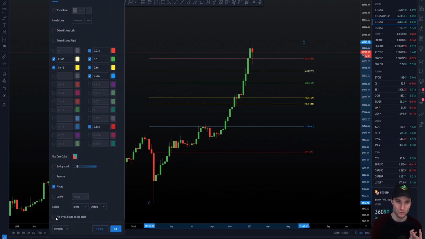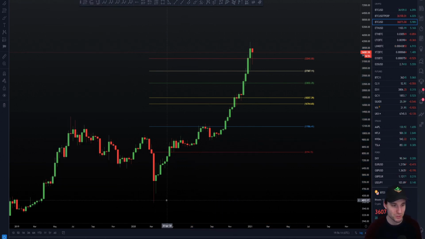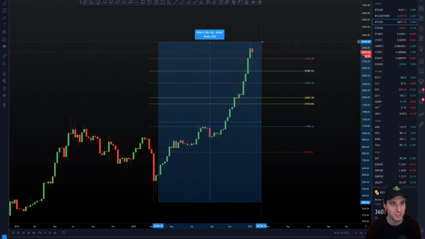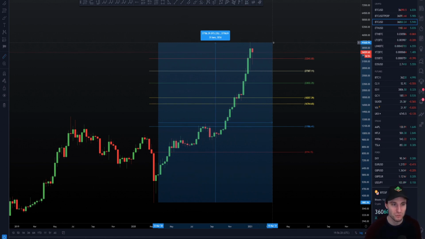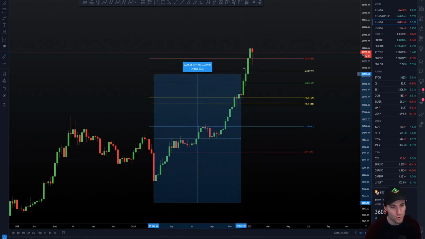Why are we changing this to the log scale? Let's just repeat this one more time. We're looking at data which has just moved up nearly 1,000%. So does that meet criteria number 2 of this? The chart is very volatile. The answer is 100% yes. This is a very volatile chart. Does it meet the criteria that the data is old?